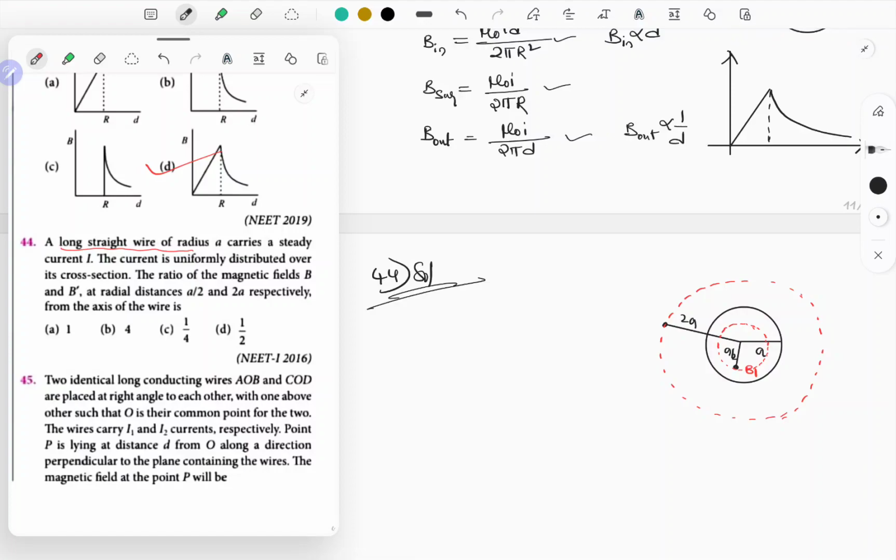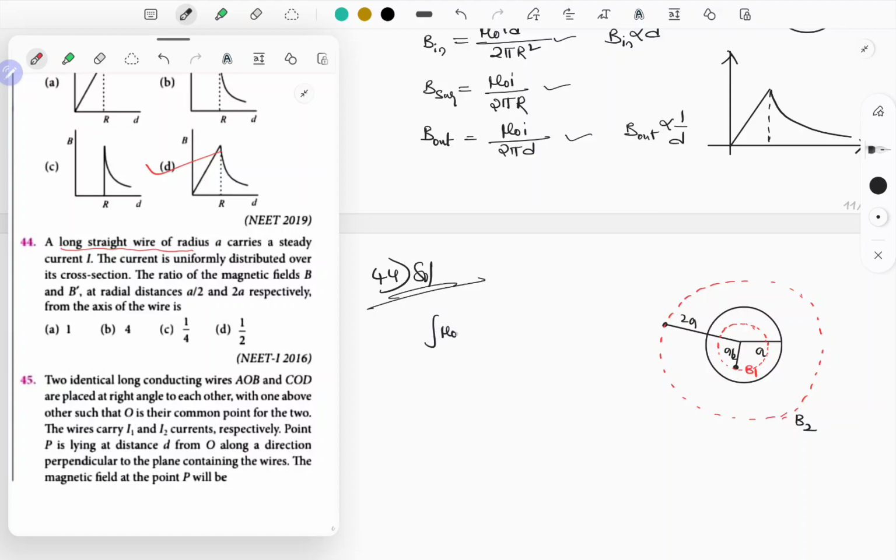If you observe one thing, this is B2 and this is B1. So this complete conductor is inside of loop 2 or loop 1? It is completely inside of loop 2. First of all, let me find the magnetic field due to this conductor outside, that is B2. So what is Ampere's circuital law formula?